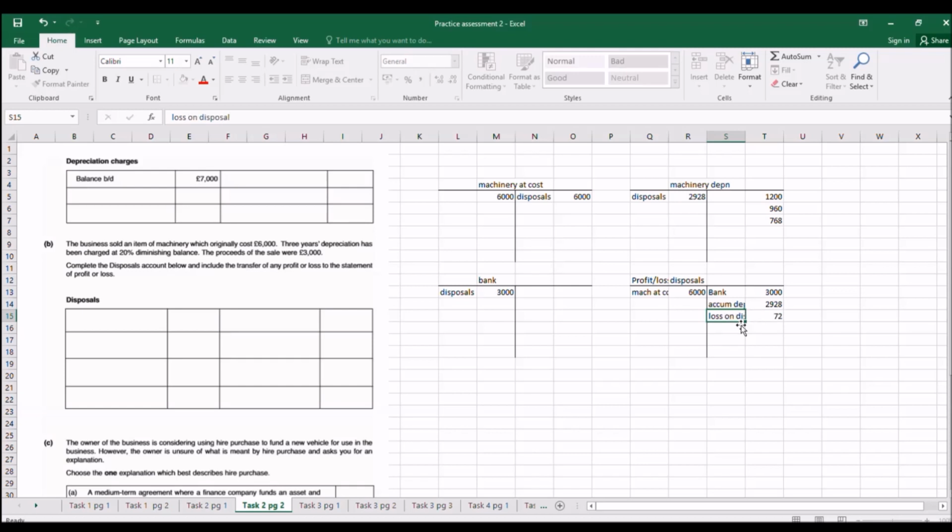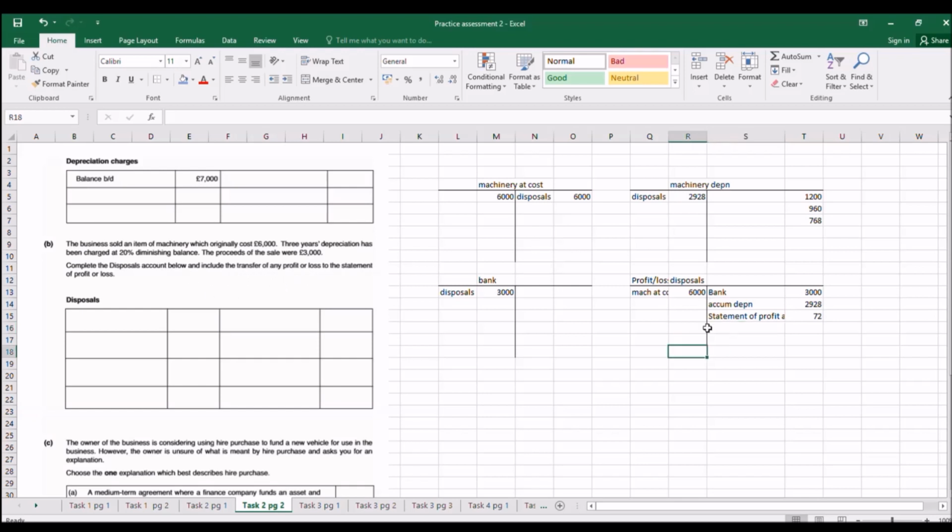There. But what that is really going to be called is the transfer to the statement of profit and loss account. So we'll open up all these descriptions here. Now then, complete the disposals account to include the transfer of any profit and include the transfer to the profit and loss account, and let's close down that account here. And that is that really?